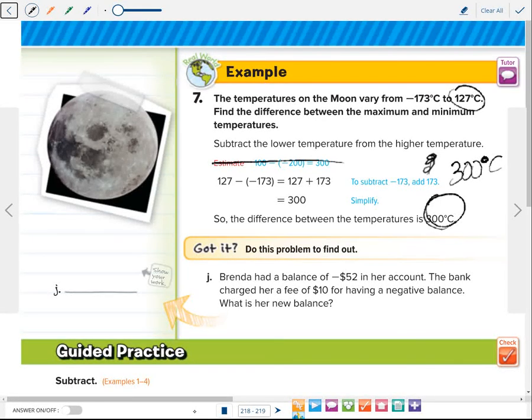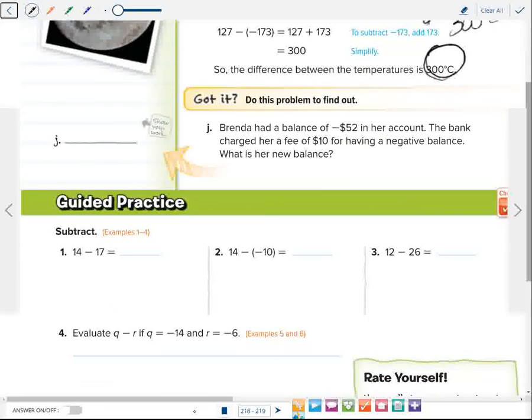Brenda had a balance of negative $52 in her account. The bank charged her a fee of $10 for having a negative balance. And just to let you know, yes, banks do that. Banks are like, oh, you don't have any money in your account. Pow! Now you have even less money in your account, and you owe it to us. It's like, that doesn't make sense. But a lot of things with banking don't.